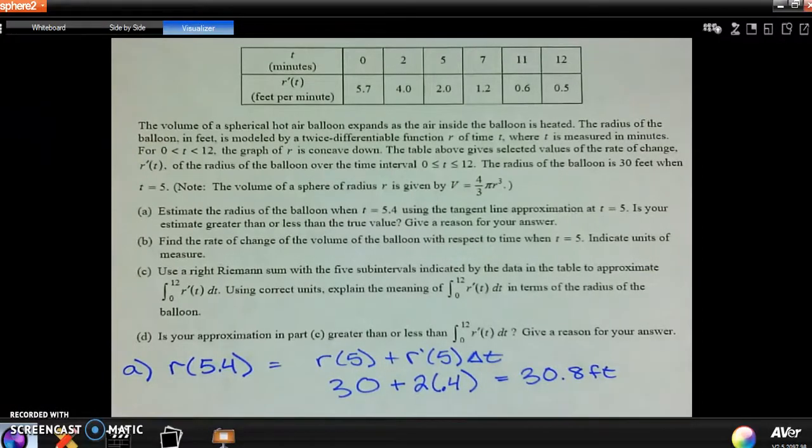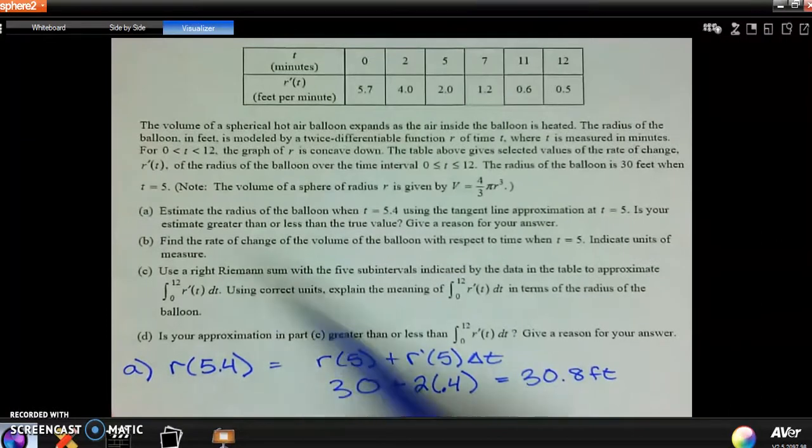Okay, so we're going to start off with this problem, and it is a related rates problem with some Riemann sums and some integrals. So it's a good segue from last unit into this unit. So in part A, it says estimate the radius of the balloon at t equals 5.4.